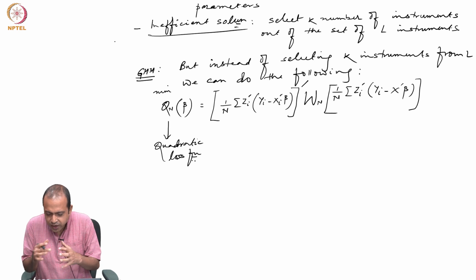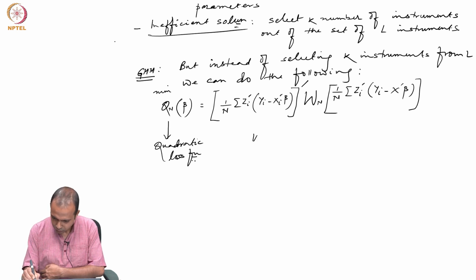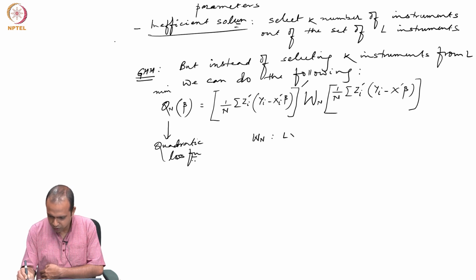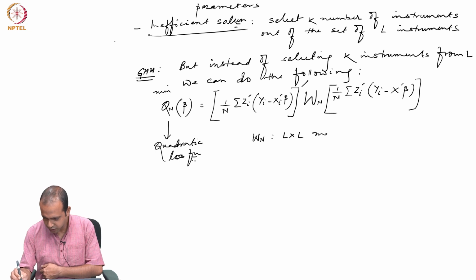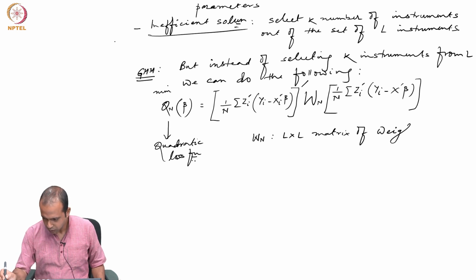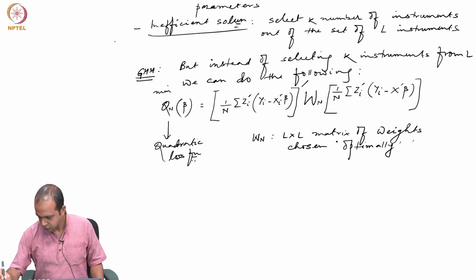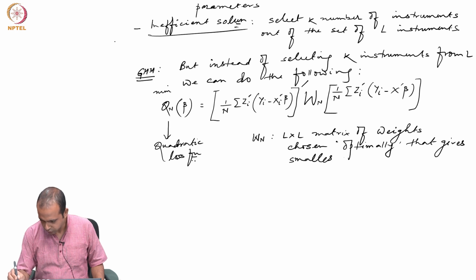Okay, so I will select the beta. The idea here is that Wn is basically an L by L matrix of weights, chosen optimally, that gives the smallest variance GMM estimate.